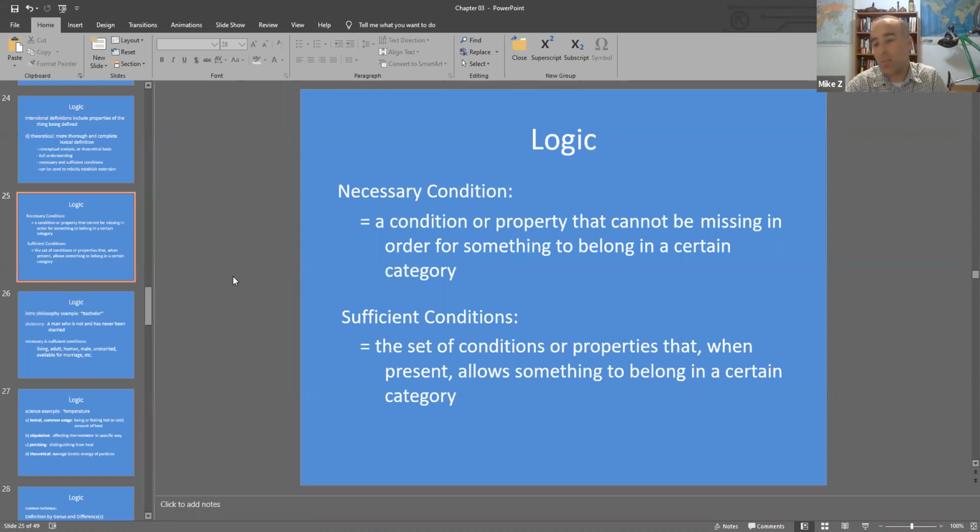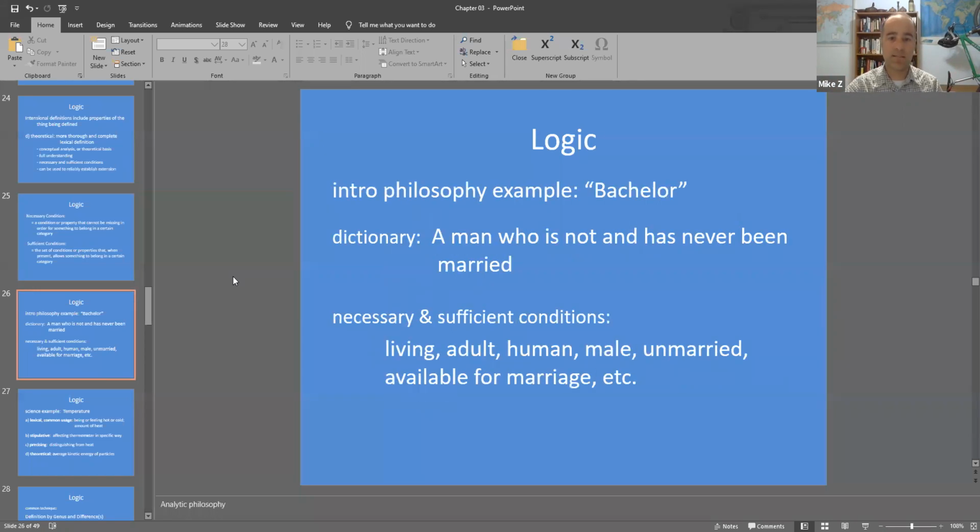So here's a real common example that gets used all the time in introductory philosophy classes. So consider the concept of a bachelor. Right. So if you just look it up in the dictionary, you might see something like this, a man who is not and has never been married. Like, okay, that gives you a good sense, right? That's a rough and ready understanding of what it is to be a bachelor.